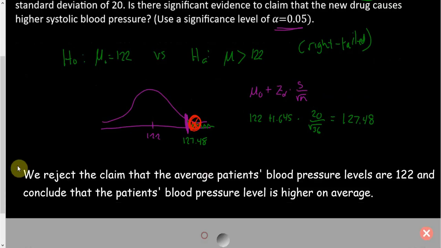So our statement: we reject the claim that the average blood pressure level is 122 in our patients and conclude that the patients' blood pressure level is higher on average. So we can conclude that.